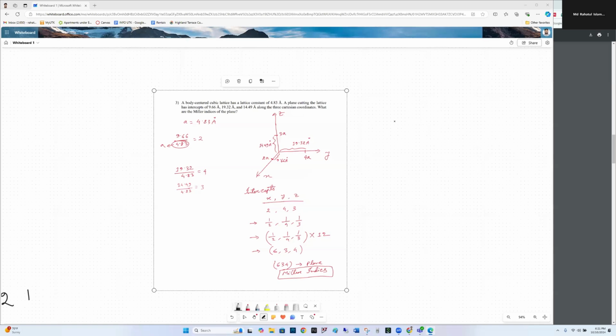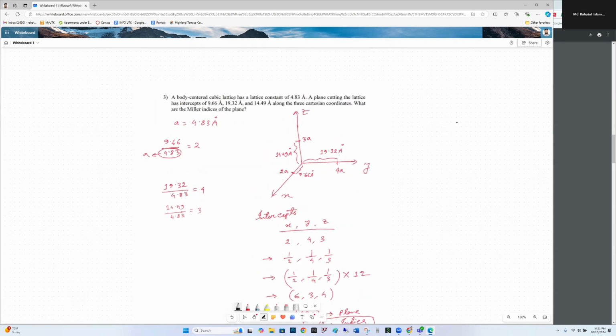Now let's move to problem number 3. So it's a very similar problem, very similar to problem number 1 actually. So what is the problem here? A body-centered cubic lattice has a lattice constant of 4.83. I mean, this is the lattice constant. I mean, A. This is the value of A. A plane cutting the lattice has intercepts of 9.66 angstrom. Here, as you can see the figure.